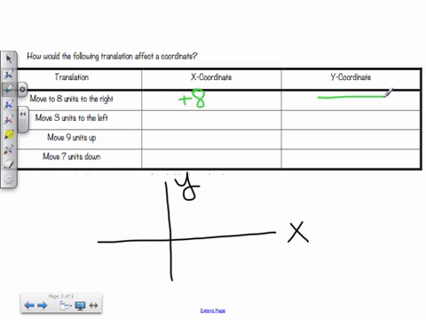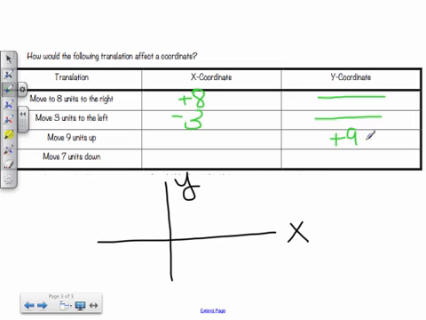Okay, so moving 3 units to the left means that it would also affect my x-coordinate. So I would change my x-coordinate by having me subtract 3, because left is the negative side, so this is minus 3. Okay, now if I were to move 9 units up, it would now affect my y-coordinate right here, and since it's up, it's positive, so I would add 9 right here. By the way, this has no effect on the y-coordinate. Moving 3 units to the left has no effect on the y-coordinate.